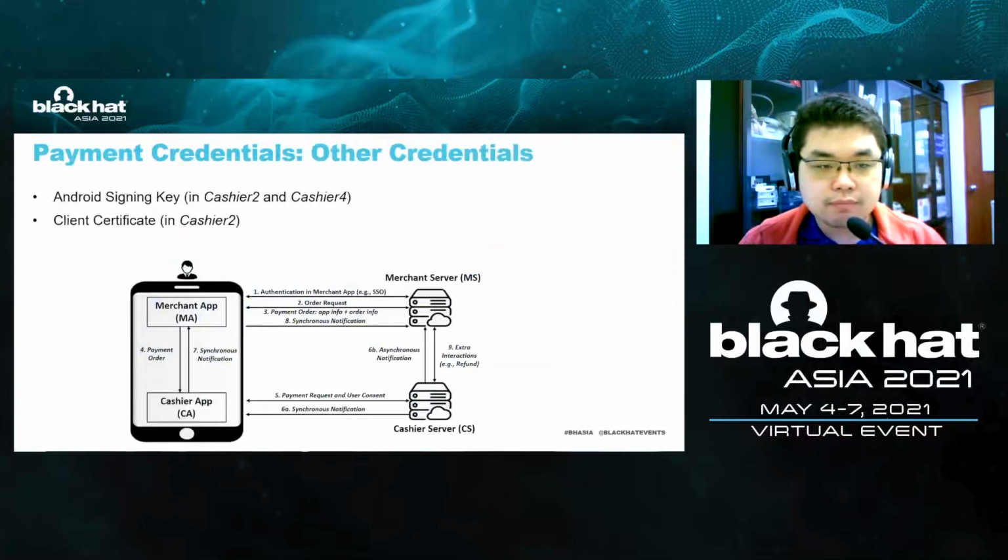Apart from the payment keys, there are 2 other credentials defined by the cashiers in order to provide better security. The first one is the Android signing key. When the cashier's app receives the payment order in step 4, cashier 2 and cashier 4 will authenticate their merchant app by checking its package signature against a pre-registered value. Thus, the merchants must keep the associated Android signing keys private.